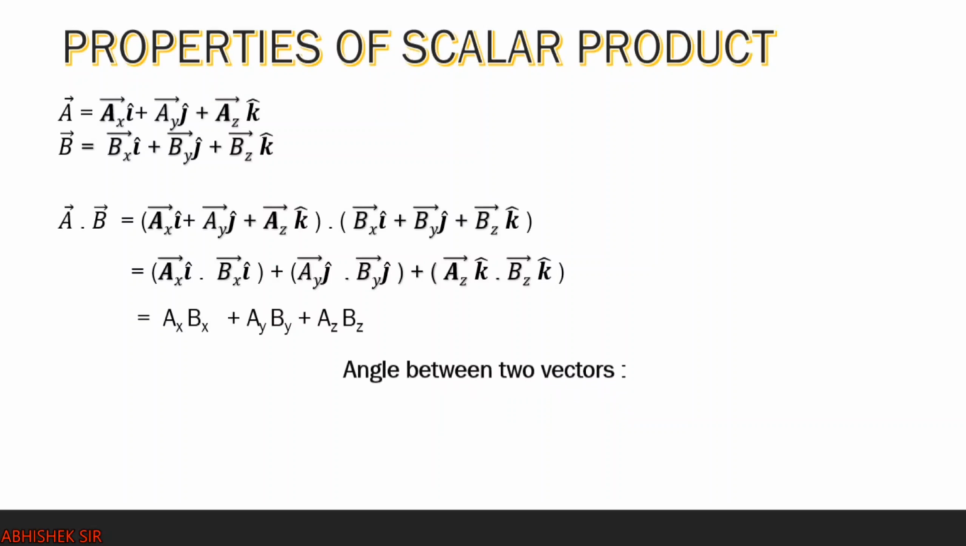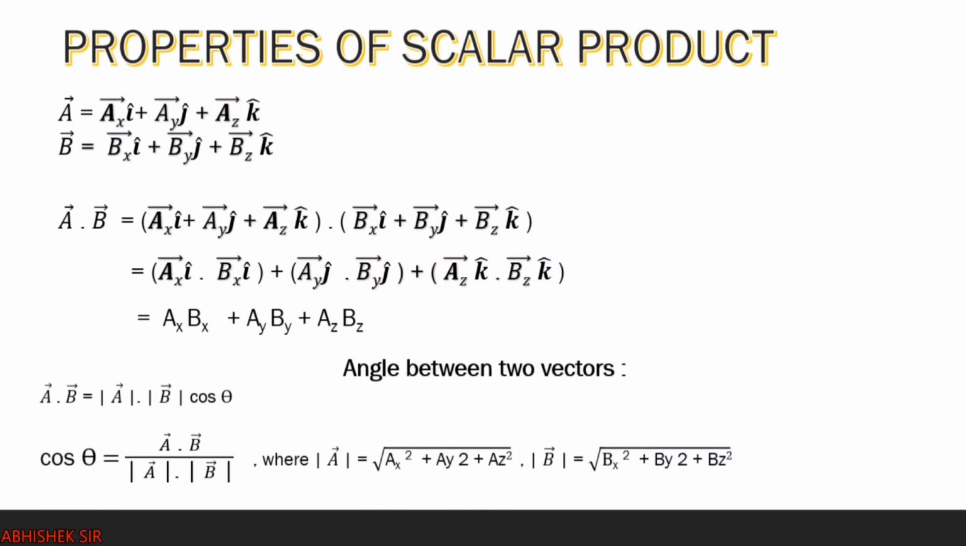Clear? Now how to find out the angle between two vectors? There is a special formula for the angle between two vectors. See carefully. A dot B equals magnitude of A times magnitude of B times cos theta. So if we make a formula for cos theta, how shall it be? Cos theta equals A dot B upon magnitude of A into magnitude of B.